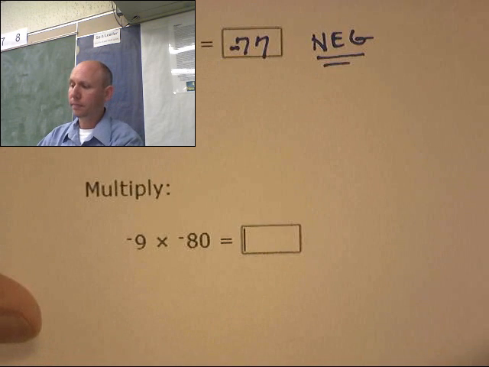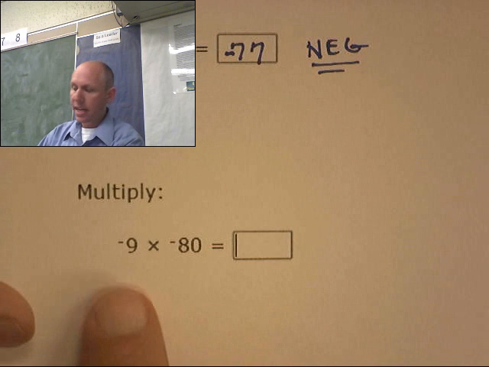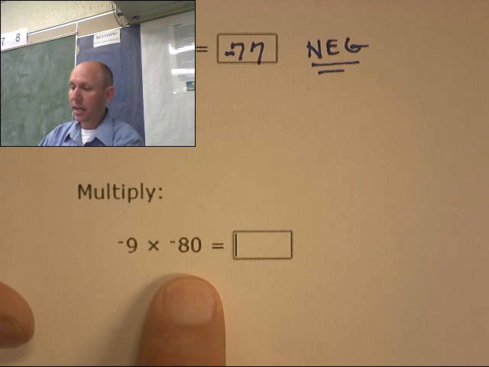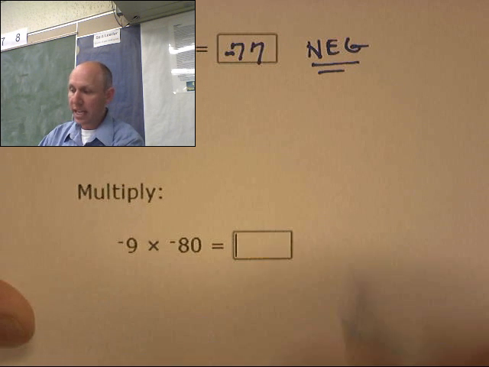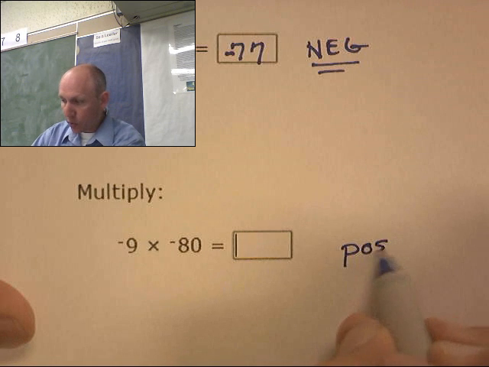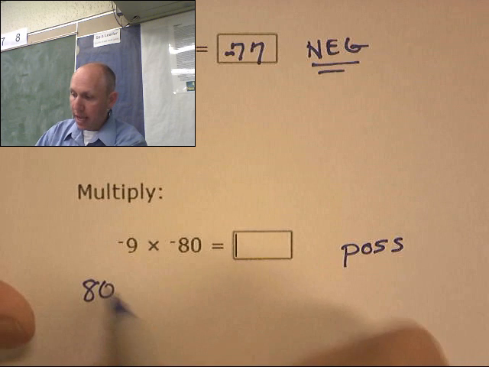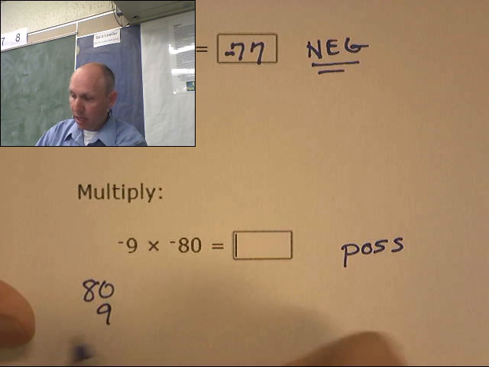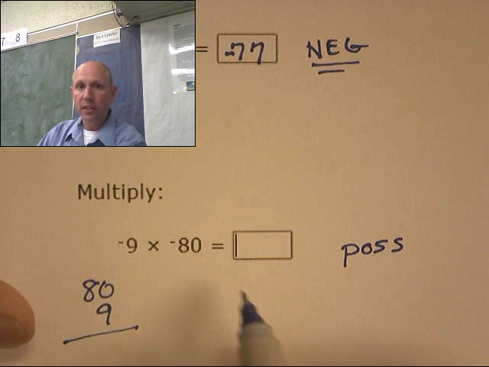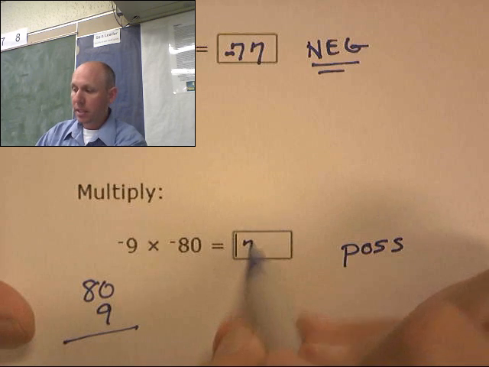And our final one, negative 9 times negative 80. Well, that's a negative times a negative. I know my answer is going to be positive. And now we'll do the math. This is 80 times 9, ignoring the signs. That's going to be 720.